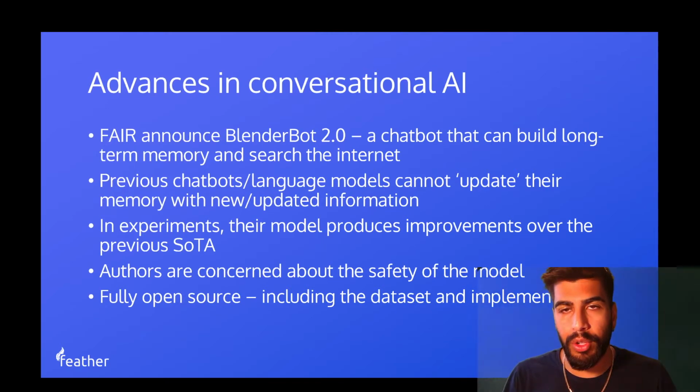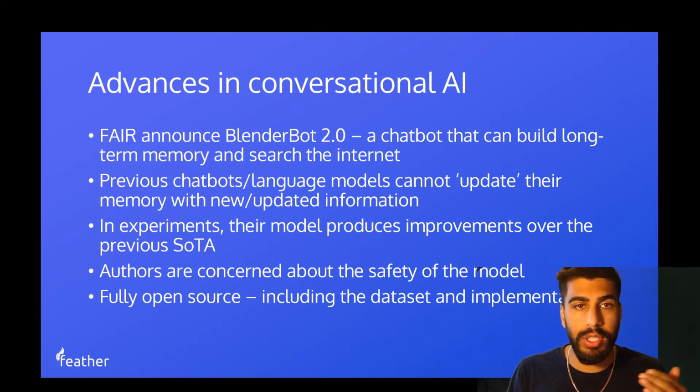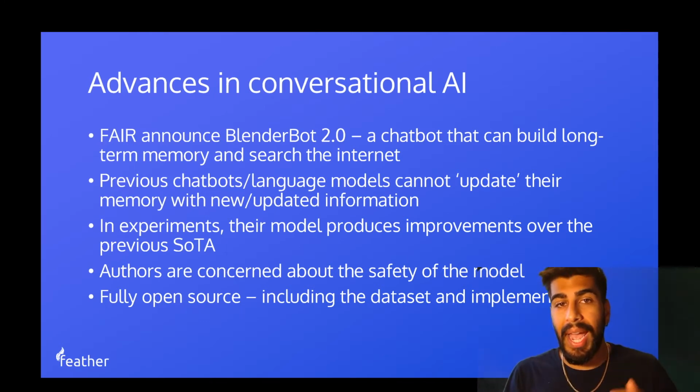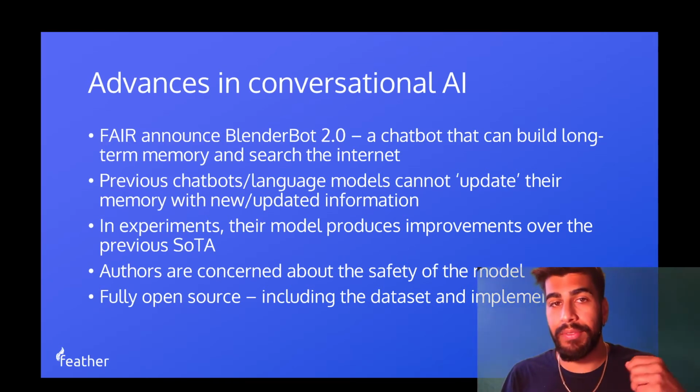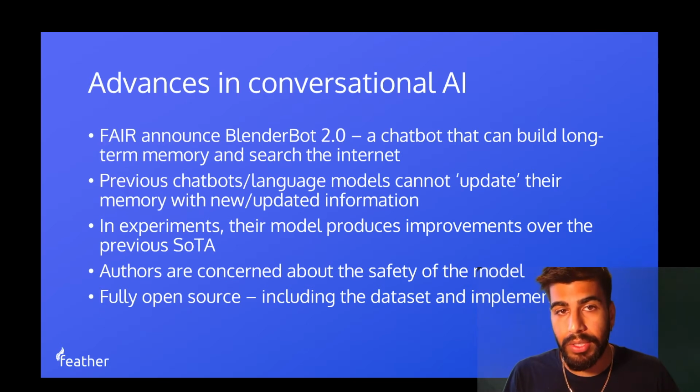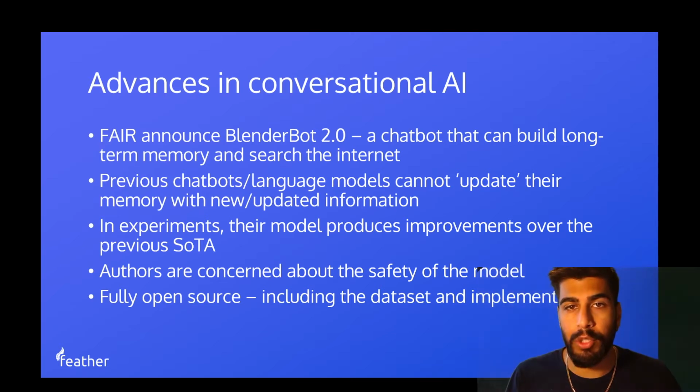BlenderBot 2 improves on this by building a long-term memory of your search conversation, your search history with the model, and it can actually search the internet as well, meaning that it can actually update its internal memory and information base based on new information which comes in via the internet. This wasn't possible with previous chatbots such as the original BlenderBot or big language models such as GPT-3 because their internal memory is fixed based on the training data that the model was trained on.